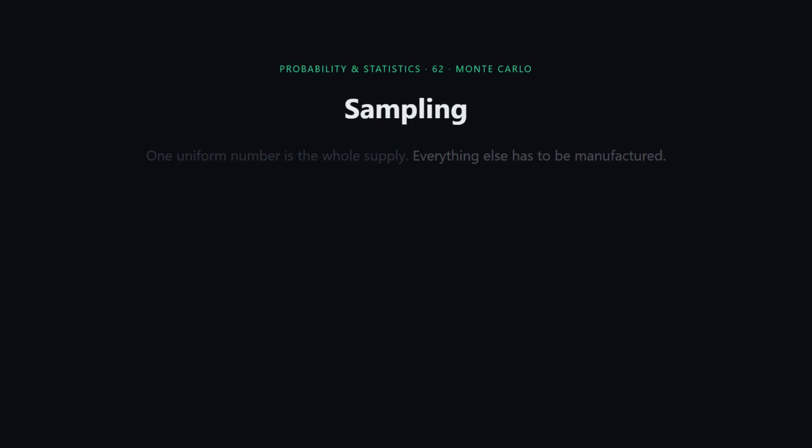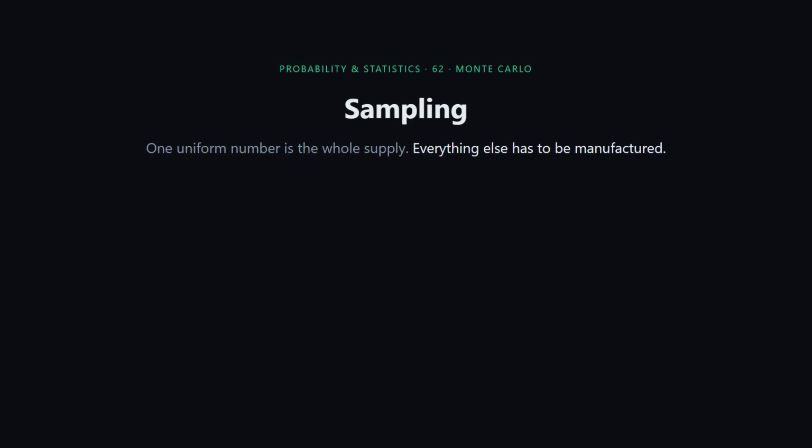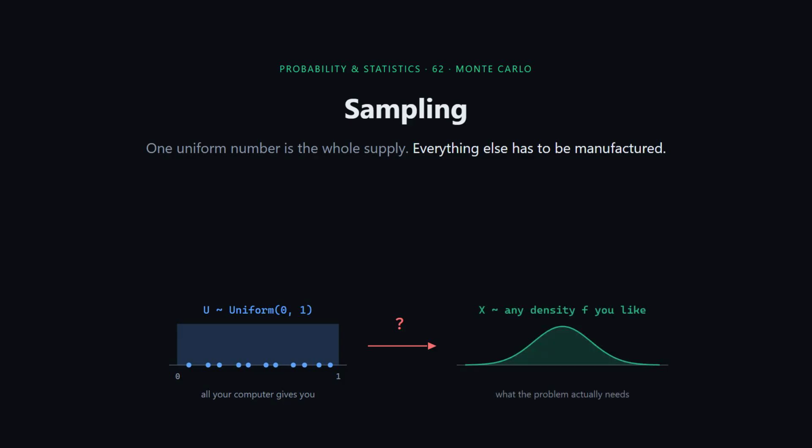A new section, Monte Carlo. All of it rests on one primitive. Your computer hands you exactly one kind of randomness, a uniform number between 0 and 1. That is the entire supply. But you want exponentials, normals, whatever distribution the problem actually calls for.